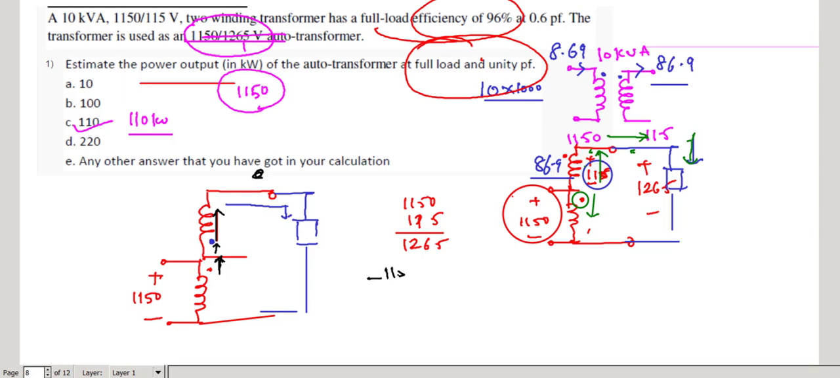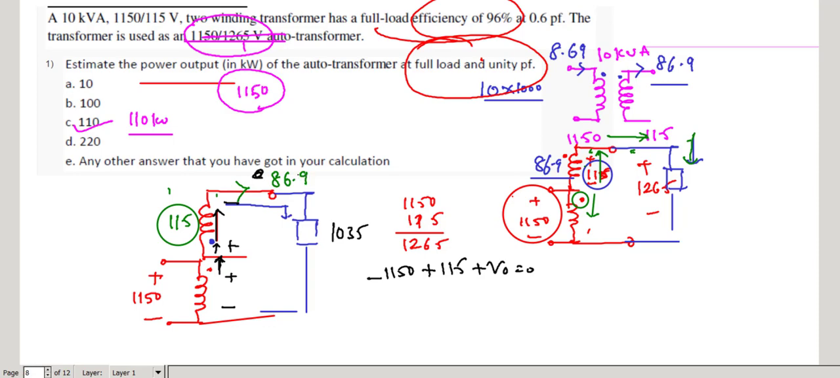Minus 1150, plus or minus, 1150 plus 115 plus V0 equal to 0. So what is the output voltage? 1150 minus 115, how much? 1035. So 1035. So what is the current flowing through this? This is 115 volts. So what is the current flowing through this?